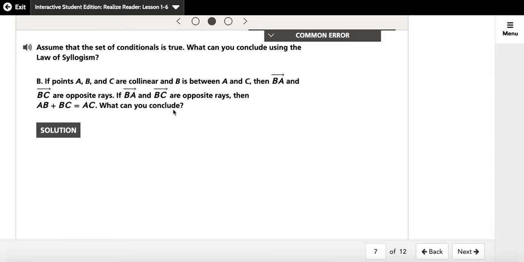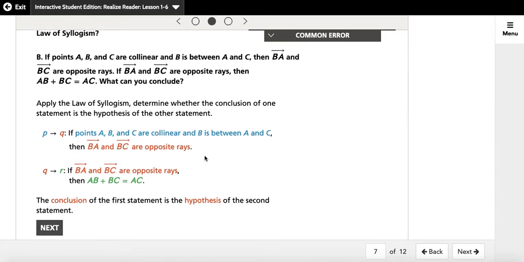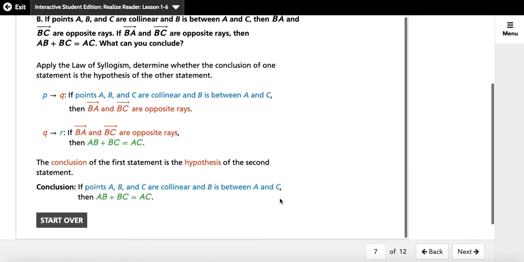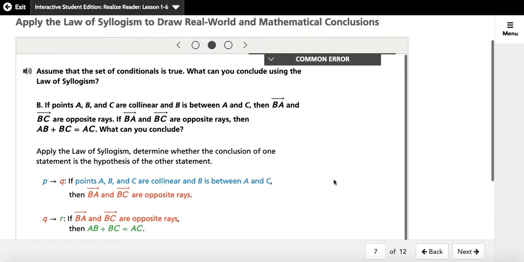So what can you conclude? Again, since they use the conclusion as the hypothesis of the second conditional, we can just skip that middle part. They have nice colors to show if P then Q, and then Q then R. So then they go right from the blue to the green. If points A, B, and C are collinear and B is between A and C, then AB plus BC equals AC. All right.